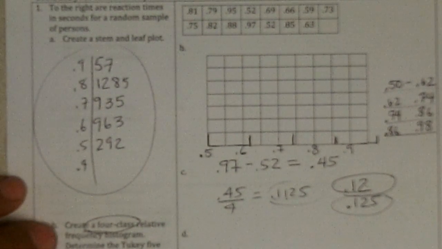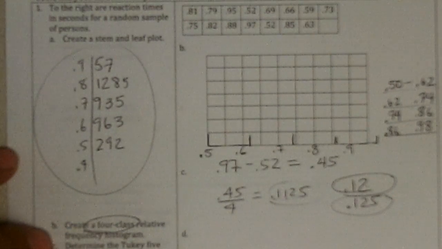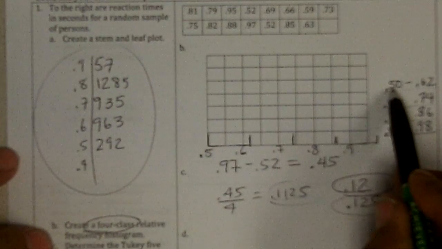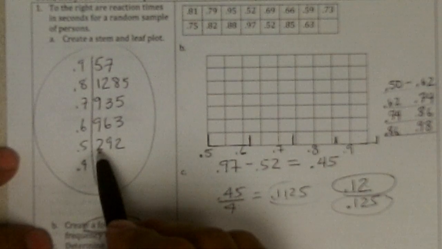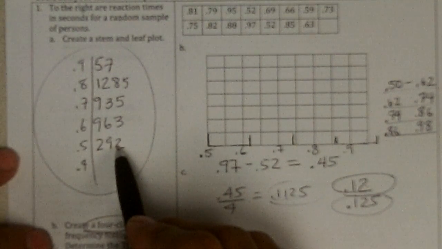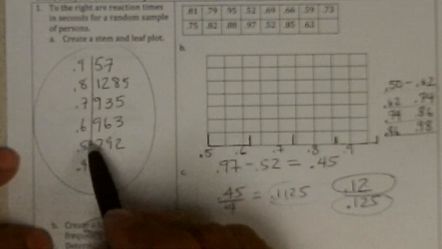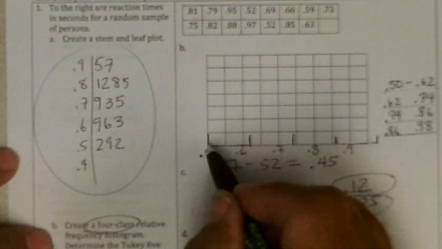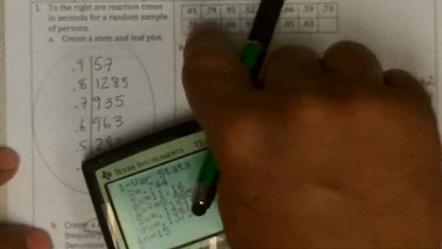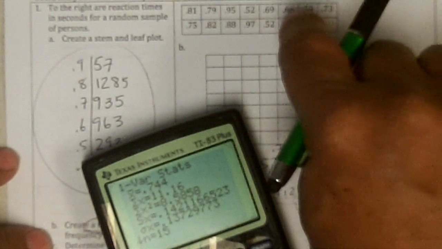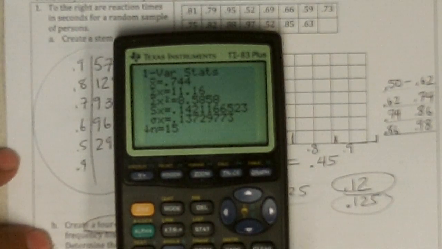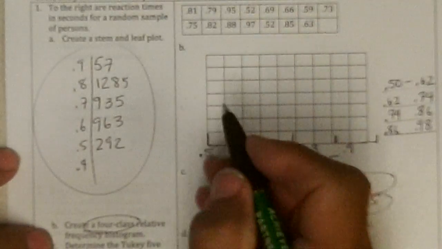And then I have to do relative, so I have to do percentages. So first of all, let's count how many are between 0.5 and 0.62. 0.52, 0.59, 0.52, and 0.63 is not. So there'd be 3 in this first group, out of 15 total. So 3 divided by 15. The first class should be 0.2.